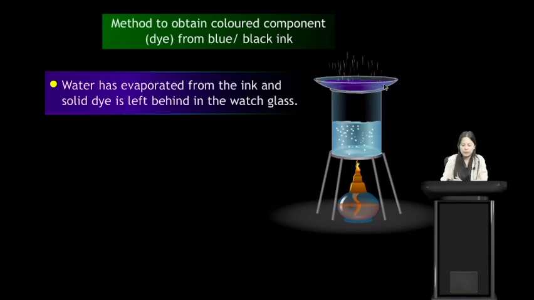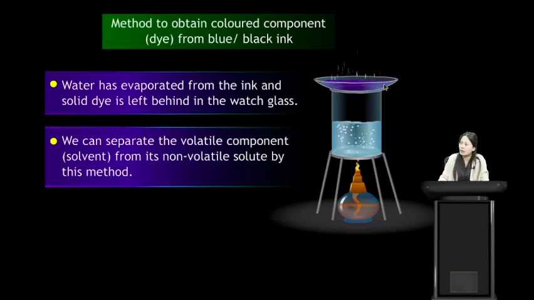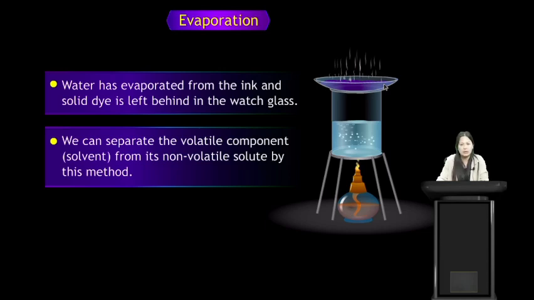So in this method, the water present in the ink evaporated and the solid dye is left on the watch glass. Here we see that the components, that is water and the solid dye, are separated from one another. So we can separate the volatile component, that is the solvent, from its non-volatile solute by this method, and this method is known as evaporation. Evaporation is used to separate the volatile component from the non-volatile component of a mixture.